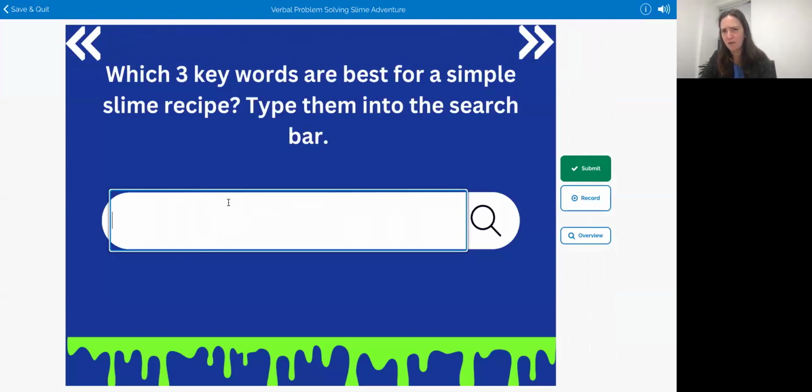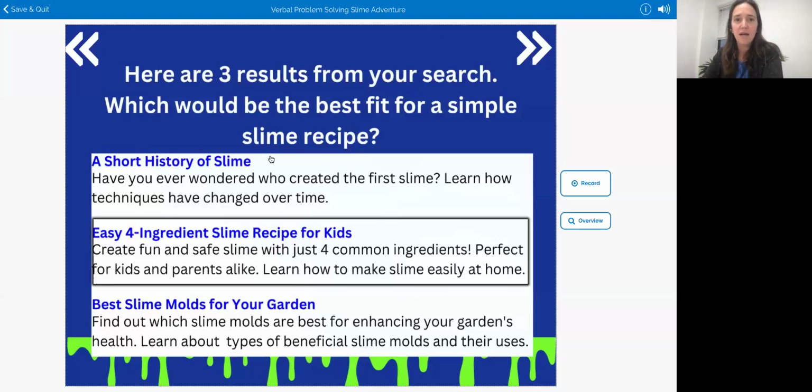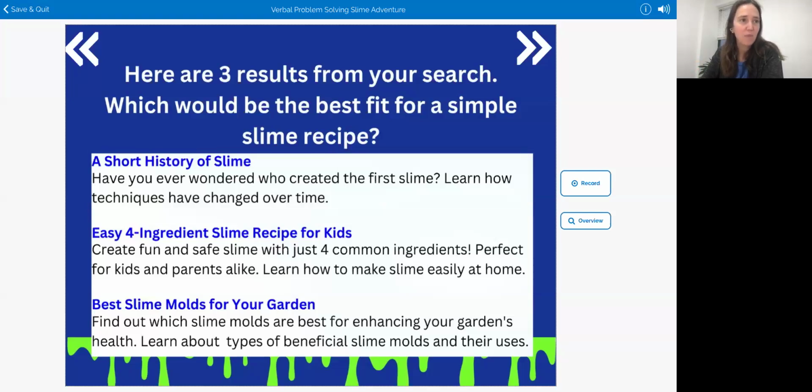Okay, now we decided we're going to search up a recipe that says which 3 keywords are best for a simple slime recipe. Type them into the search bar. So here we would need to type in simple slime recipe. So all of this is problem solving, multi-step, with lots of opportunities for modeling self-talk. This is real life stuff that you can do with any kind of problem solving or actually making slime. As you go through this deck, I'm happy if we have more time to show more of this, but I wanted to continue. It's an opportunity to work on the language that ties into verbal problem solving, using self-talk, pausing to reflect, and determining did that work, did that not work, as you go through each of these.